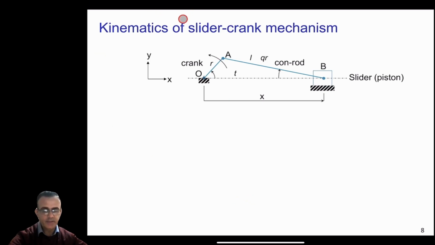Okay, so now in case of the slider crank mechanism, first we can talk about its kinematics. Kinematics means that we, for example, are interested in calculating the velocity, displacement, and acceleration of the piston here, because the piston is moving in this way. So it's just moving to and fro in this direction, while the crankshaft is rotating here.